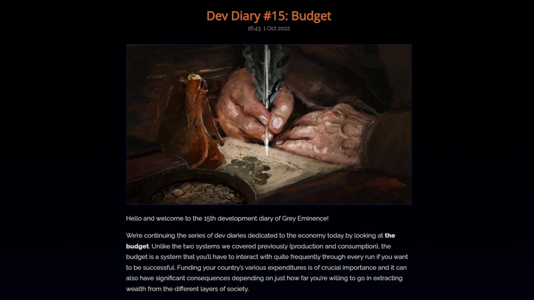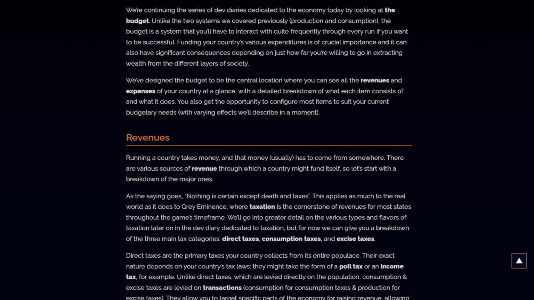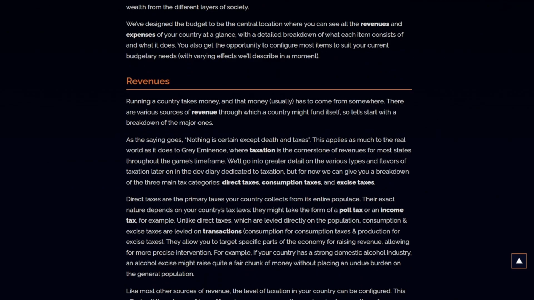But they do show here that although you will have to interact with this during your campaigns, it's not the hardest system to follow. If you've played any kind of grand strategy game, you've seen this kind of system before. So it's nothing too complicated, and it should be pretty easy for everyone to follow how it's going to work. But anyway, let's get into it.